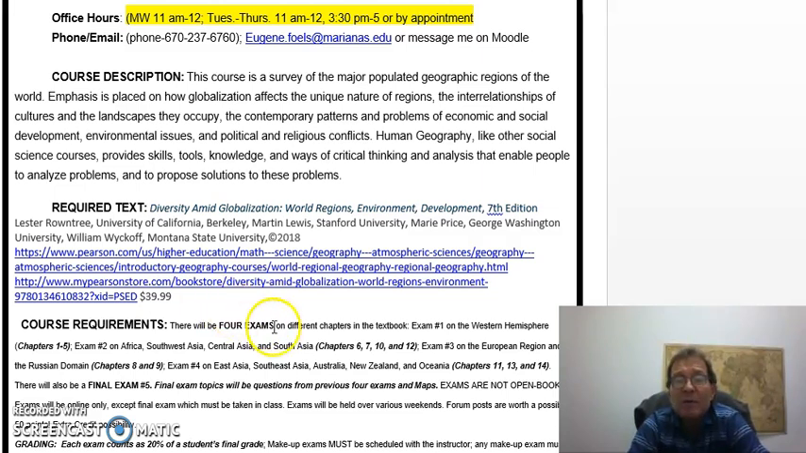There are going to be 4 exams during the course, and at the end there will be a cumulative final exam. It will take questions from all of the previous 4 exams, and that is when I will include some map information that we're working on right at the end of the semester. It won't be anything you haven't seen before. These exams are not open book.